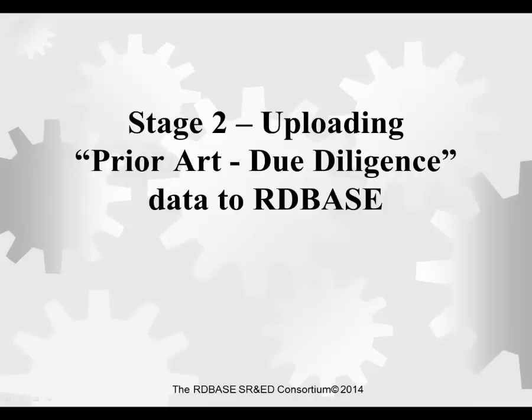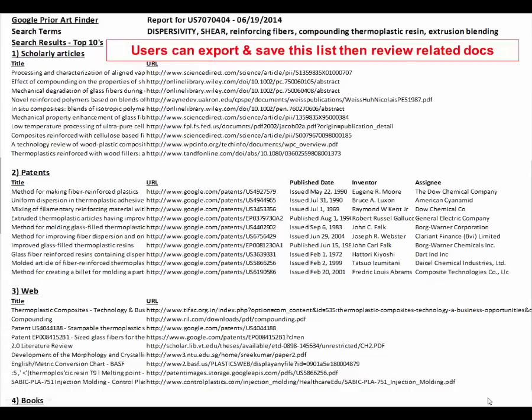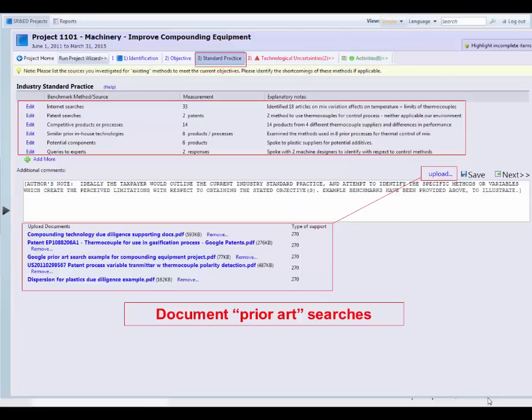Stage 2 then involves uploading this prior art due diligence data into RDBASE. The prior art list, along with any specific patent details, can be uploaded directly to RDBASE to document the results of the prior art search. They can then be reviewed by researchers for new ideas or supplied to government examiners when claiming grants, patents, or tax credits.